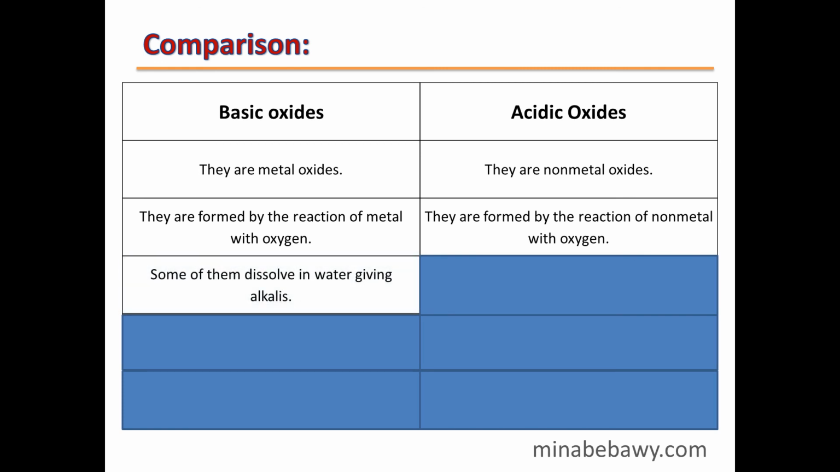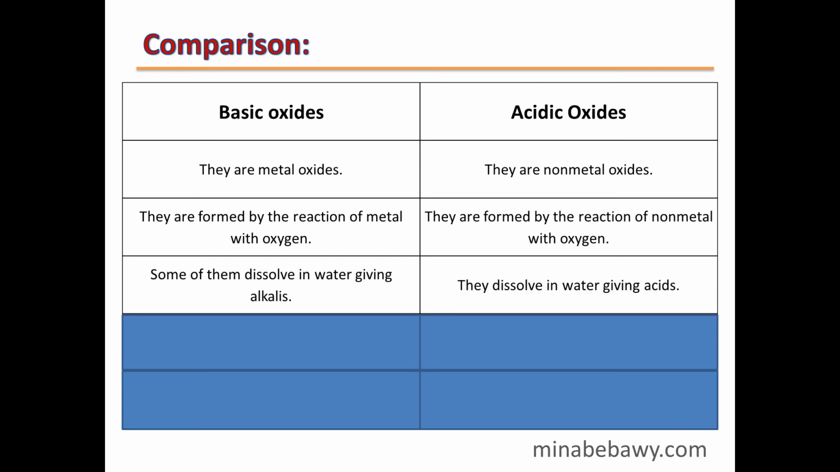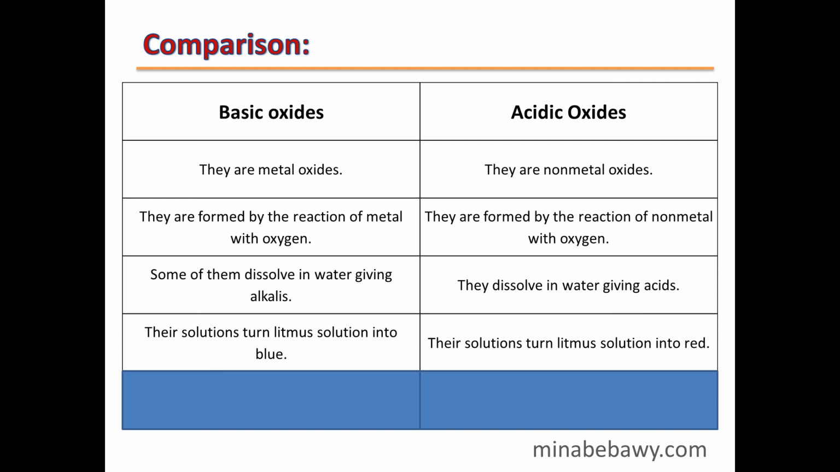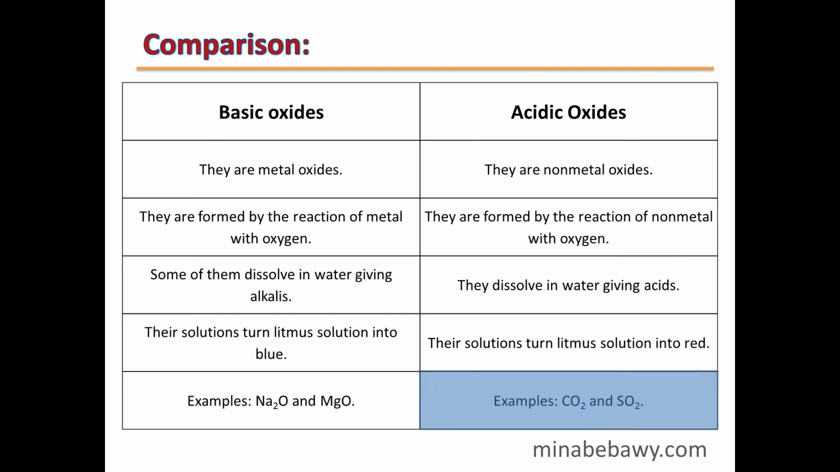Some basic oxides dissolve in water giving alkalis, but all acidic oxides dissolve in water giving acids. The solutions of basic oxides turn litmus solution blue, while the solutions of acidic oxides turn litmus solution red. Examples for basic oxides are sodium oxide and magnesium oxide. For acidic oxides, we have carbon dioxide and sulfur dioxide.